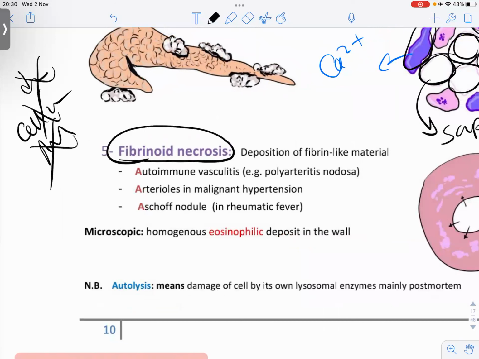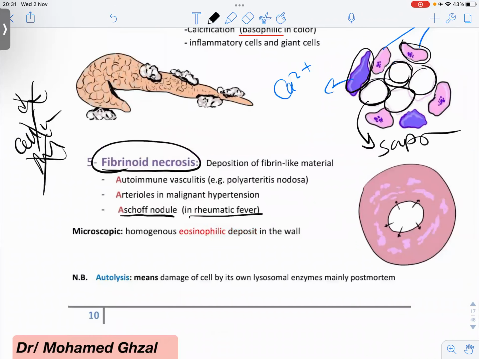Why? Fibrinoid necrosis is caused by some group of diseases, autoimmune diseases, like for example rheumatic fever, and we will discuss rheumatic fever in detail in this systemic pathology. In rheumatic fever, some autoantibodies will go to your heart and start to destroy some proteins inside cardiac cells, and these proteins will attach together and form something called Aschoff nodules.